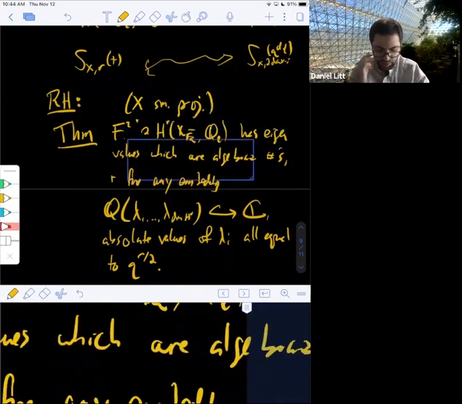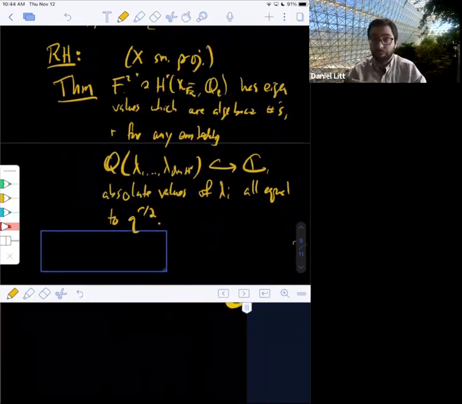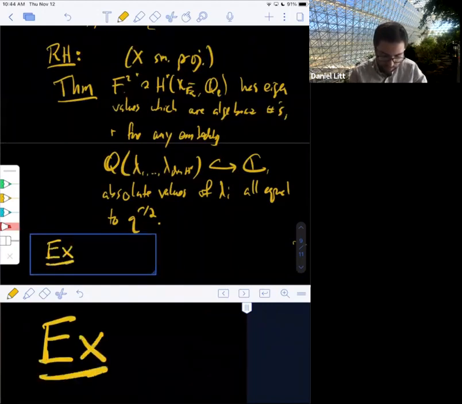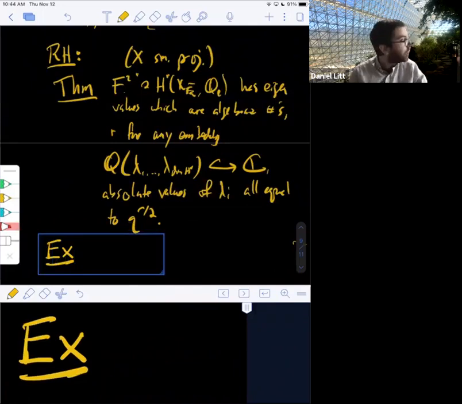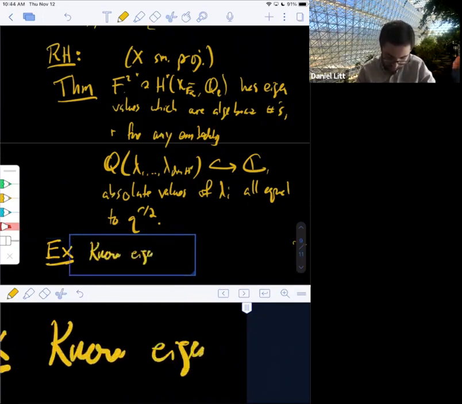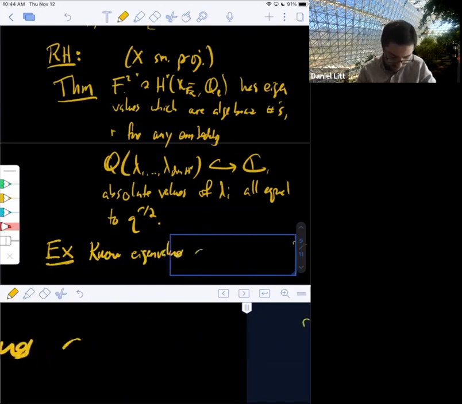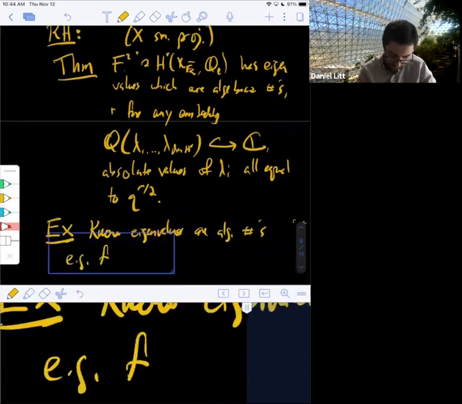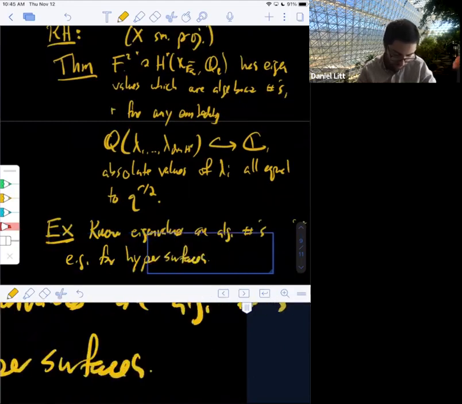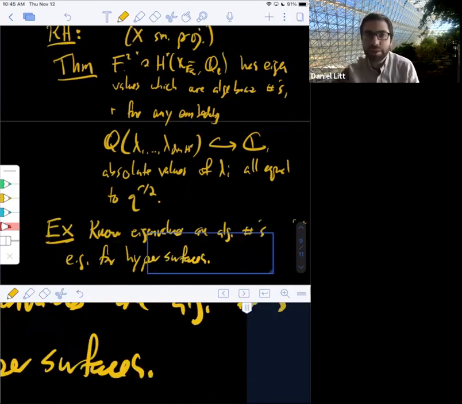Okay, so we don't quite yet know that they're algebraic numbers. Leaving that aside for now, let me give you a couple examples where we do know they're algebraic numbers. So the main example is for hypersurfaces, and I'll discuss this a little bit more next time. So we already know these eigenvalues are algebraic numbers in a lot of cases, e.g. for hypersurfaces. Can anyone explain to me why this is the case?